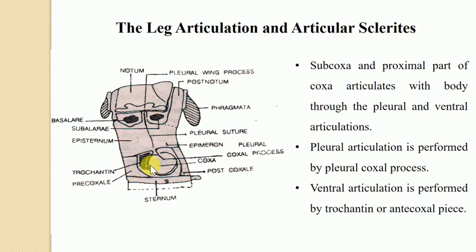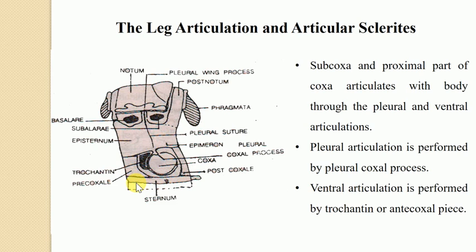The apex of the trochantin is projected towards the middle line of the body, and it is very close to the ventral articulation of the coxa. So this one is the ventral region of the coxa. So it helps in the ventral articulation of the coxa, and among the higher insects, this trochantin is fused with the antecoxal piece. Antecoxal means anterior coxal portion, which is referred to as the antecoxal piece. So this is about the trochantin.